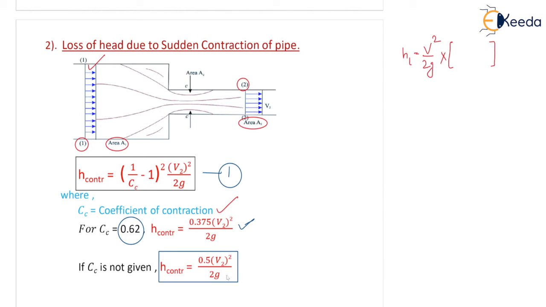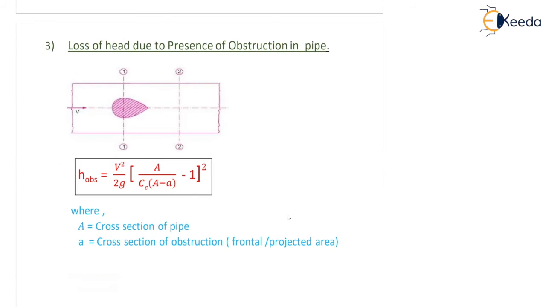So V² by 2g is the velocity head. Generally, about 50% of the velocity head is lost during minor losses. It may go up to 2 times, or even 8 times, but generally it is 0.5 V² by 2g. If nothing is given, you can take 50%, 0.5 V² by 2g. Okay, we'll go to the next slide to see loss of head due to presence of obstruction in pipe.